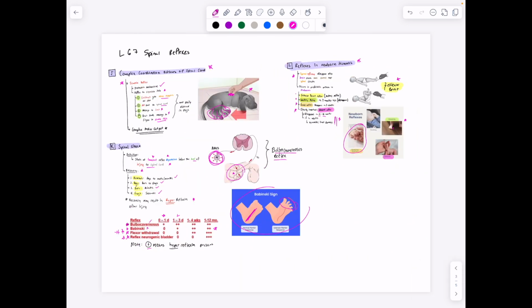And then we had scratch reflexes, a little bit more complicated, and then spinal shock. Basically, you can have hyperreflexia after a spinal cord injury, and then reflexes in newborn babies. Our walking reflex disappears around 2 months, grasp reflex around 3 months, and then Babinski reflex 12 to 18 months, and if in adults, pyramidal tract damage. All right, so that's it for that lecture review.